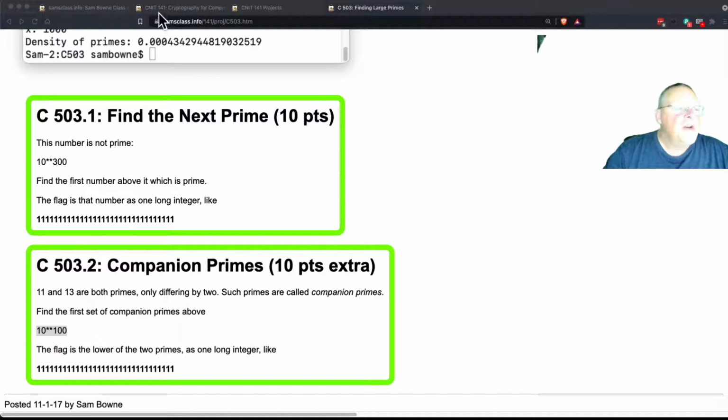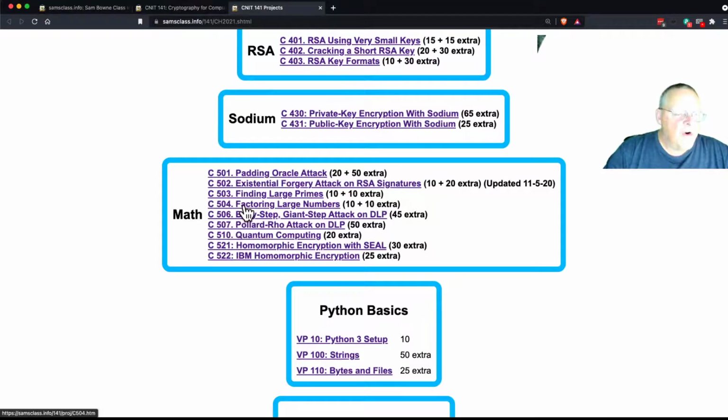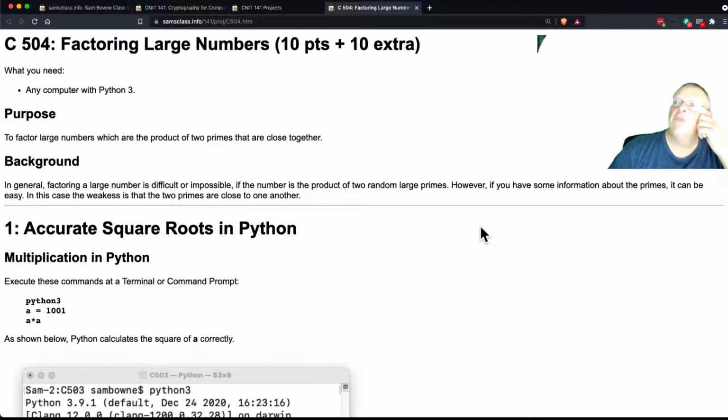All right, so the next thing I want to show you is C504, which is more of the same mathematics. C504 is factoring large numbers. And we're going to just do essentially the same thing. The only trick here is you have to do a division, and you have to learn how to avoid having that division go down to imprecise floating point mathematics. You have to get accurate square roots.